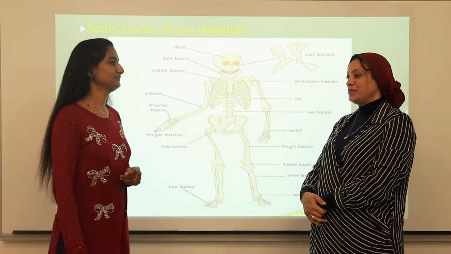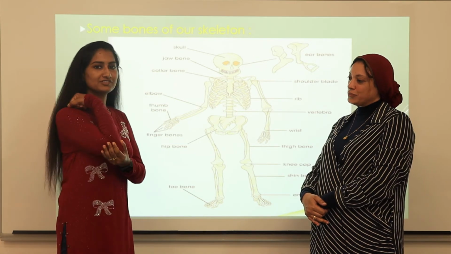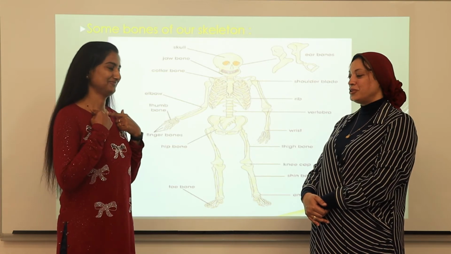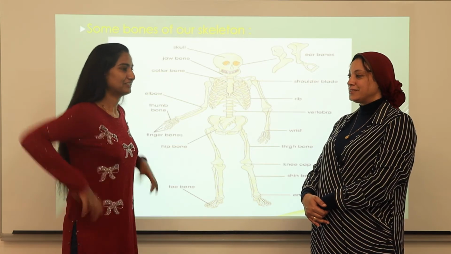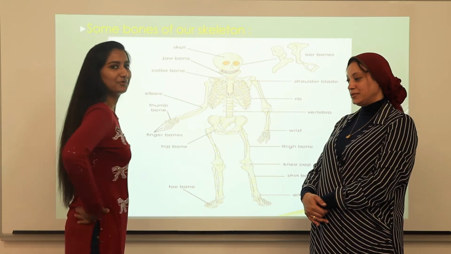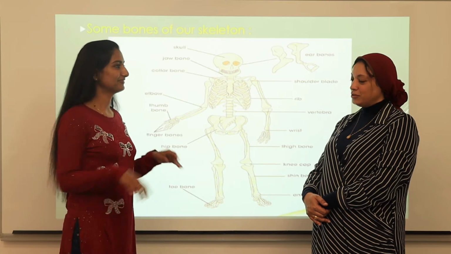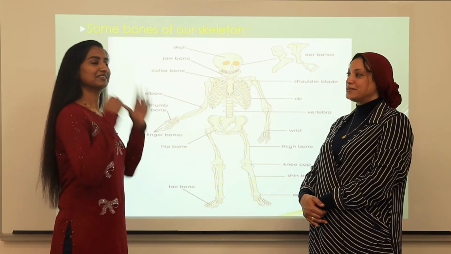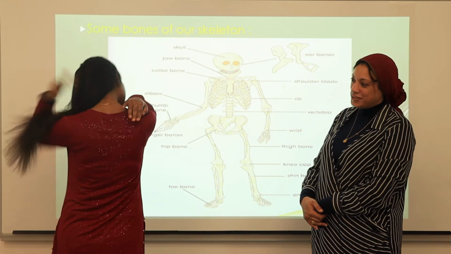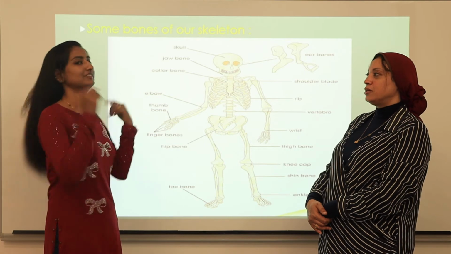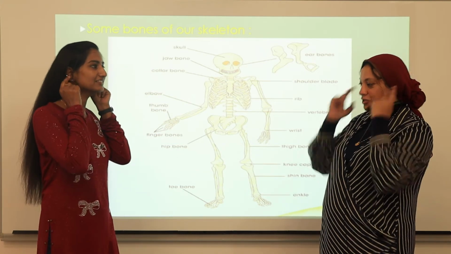Where is your elbow? Elbow is here. Okay, collarbone. Ribs. Here, yes. Hip bone. Yes, here. Thigh bone. Okay, shoulder blade. Here. Okay, excellent. And what are ear bones? We can't find them. Ear bones, yes, inside.